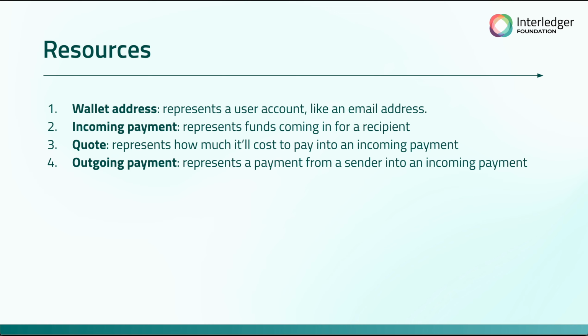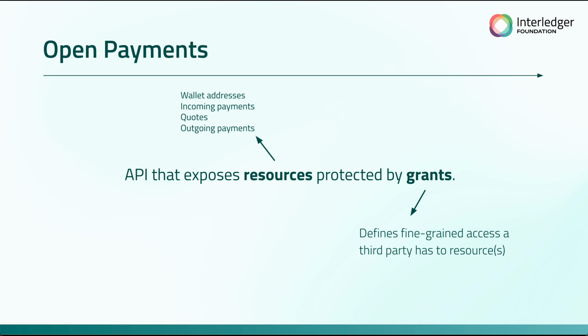An incoming payment is essentially funds coming in for a recipient, basically a bucket of money being pooled into a place that the recipient can get credit for. And we have quotes, which tell how much it's going to cost for a user to pay into an incoming payment. Finally, an outgoing payment represents money out of the sender account, essentially the final step in orchestrating a payment. These 4 resources are protected by grants.